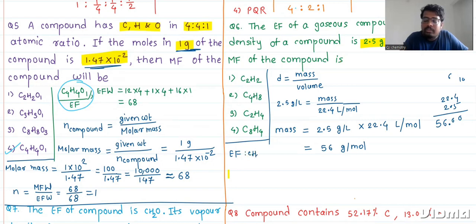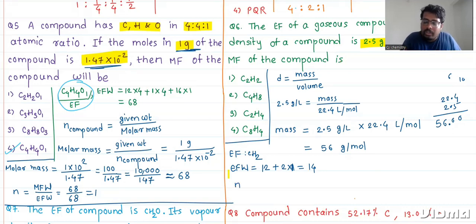It is equal to NaCH2. Now, empirical formula weight we can calculate. Empirical formula weight is equal to carbon. So how many carbon atoms? What is the weight of carbon? 12. 12 plus 2 into 1, right? 1 is the atomic weight of hydrogen. So empirical formula weight is equal to 14.